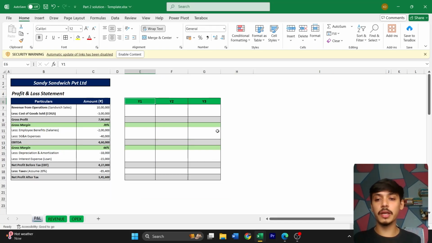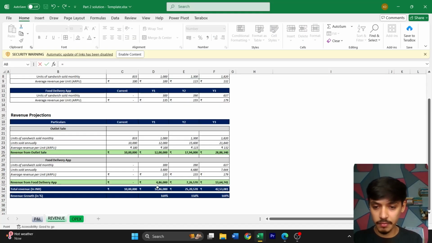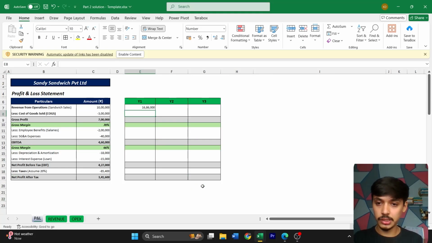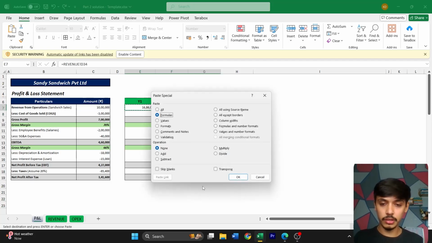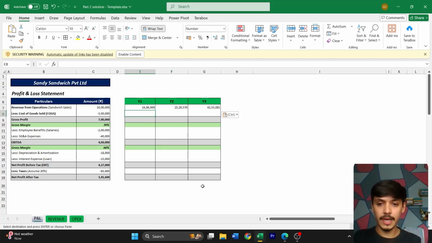So we will start plugging in the numbers from the model into this 3 years projection. The first line item is revenue from operations. We have already calculated that, and we have numbers for year one, which is 1686, and we will plug in year three as well. So we have the first line item ready with us.